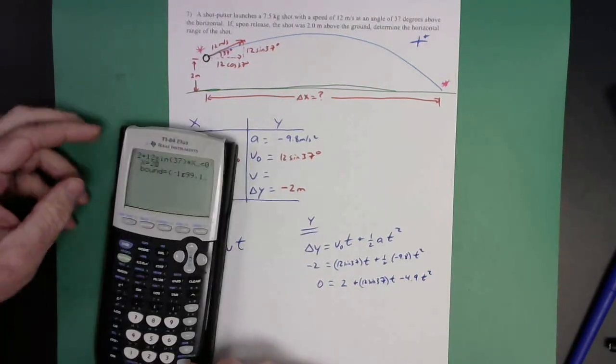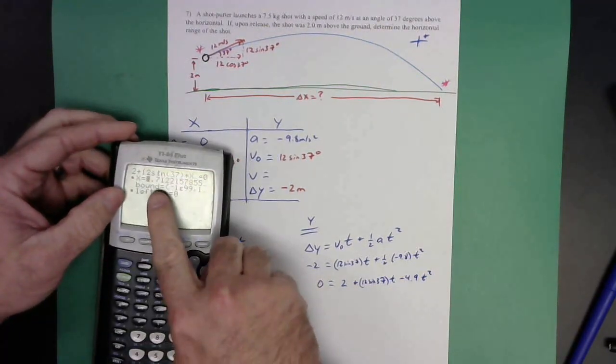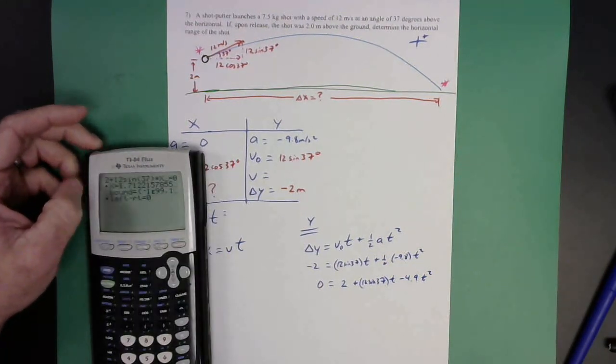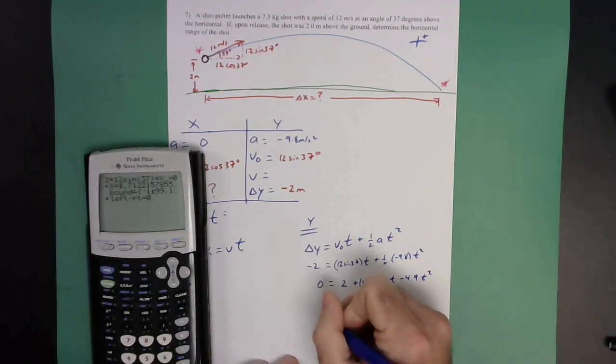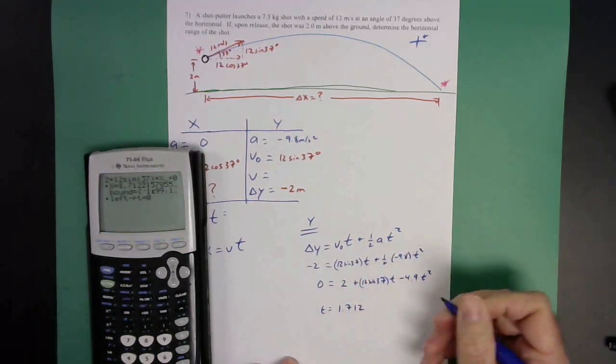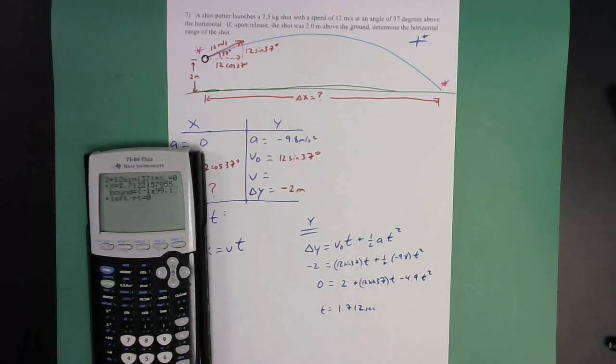So if I go ahead and say alpha solve, it thinks for a second, and then it says 1.712. Oh, 2 was not a bad guess. And so it's reporting to me that t could be 1.712, and I'm rounding that, seconds.